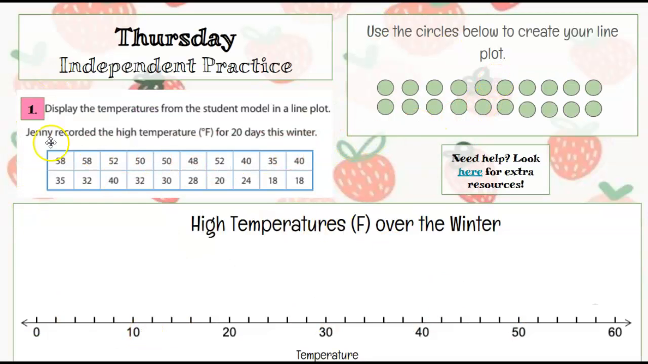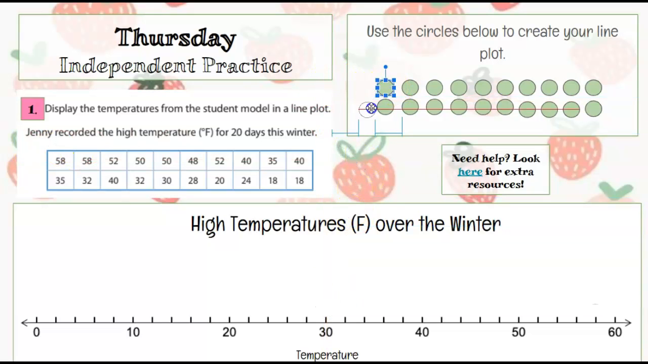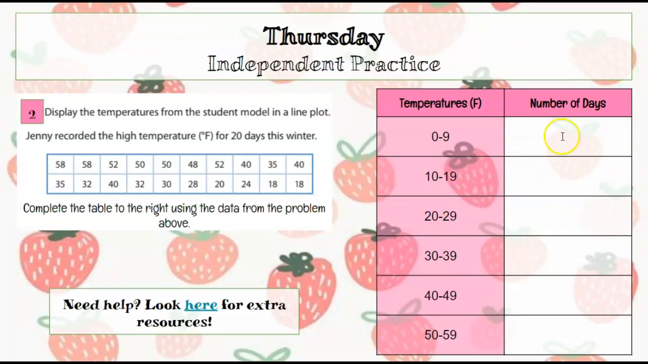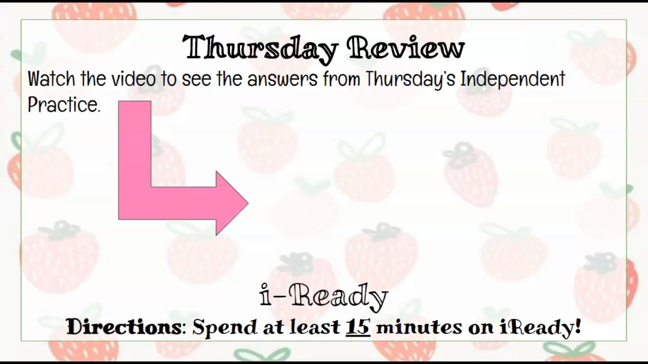Here is Thursday's practice. You will display the temperatures from the student model. So first you are going to drag and plot the points based on the information in this table. Then you're going to fill in a second table based on the ranges. And finally, you're going to drag the lines to make your histogram. Here is where you will have Thursday's review video. It's not there yet, but it will be there for you when you get your slides on Monday.